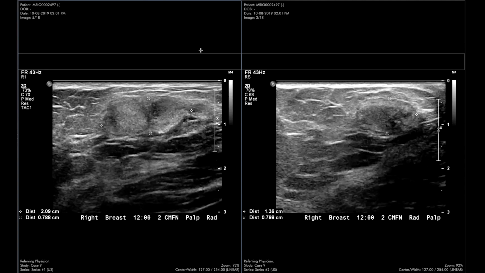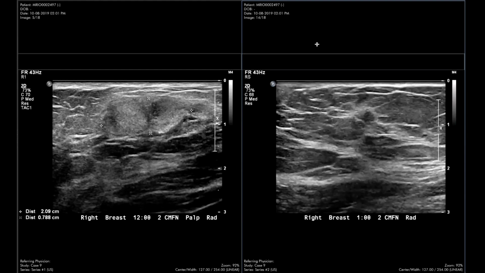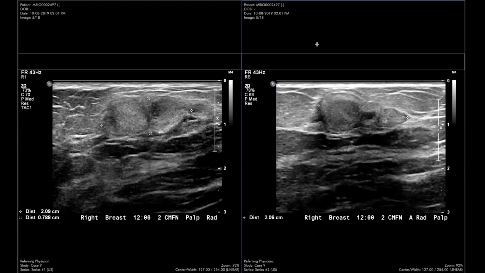We recommended a short-term follow-up, a 3-month follow-up, to see how this finding evolved over time rather than doing a biopsy. On the right is her 3-month follow-up exam. And you can see that this finding has decreased in size pretty significantly. Now it measures 1.4 by 0.8 by 2.1 centimeters. This is quite a bit smaller in size.